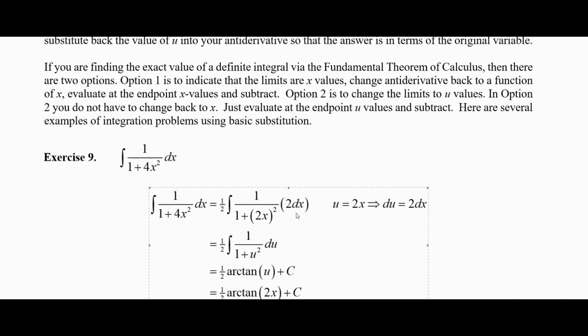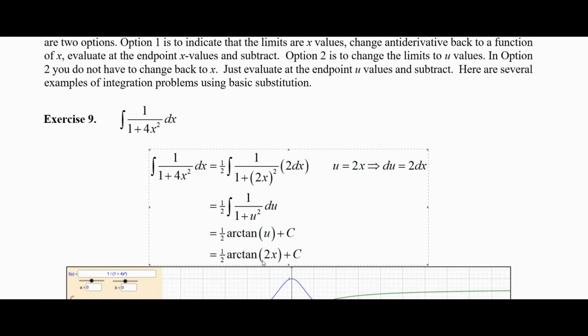So if you sort of go backwards from this, you do see that this equals is valid here. Well, now with this substitution, this is 1 over 1 plus u squared, and then the 2x becomes u, the 2dx becomes du. And you should recognize that from our table of integrals that we have memorized. That is the derivative of arctangent of u.